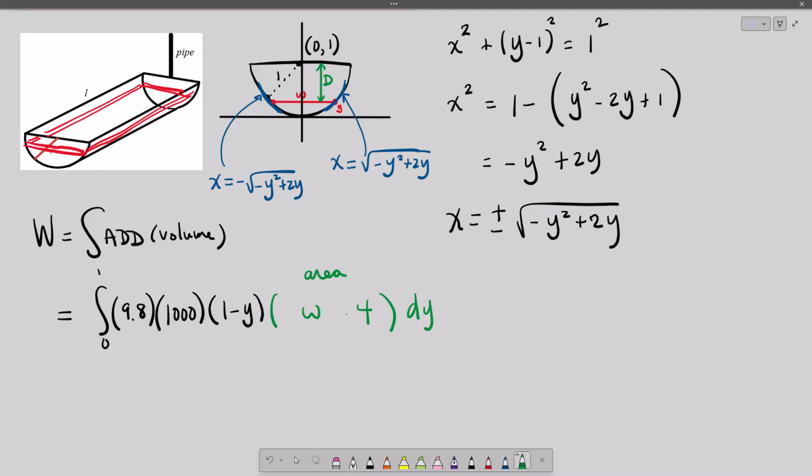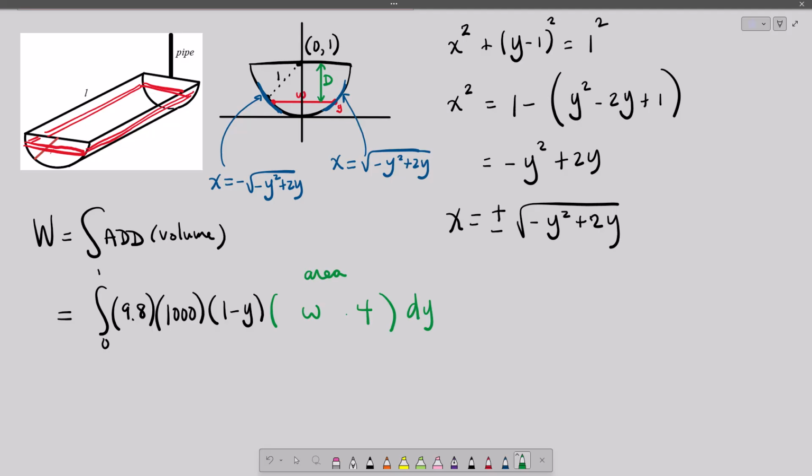So we need to figure out what W is in terms of Y. Does everybody agree the rectangle is going to have area 4W? Right, the length of it is 4, and the width across the face of that semicircle I'm going to call W for a moment. But we can't integrate with a W in there. We have to turn it into Y's, which is what these functions are for.